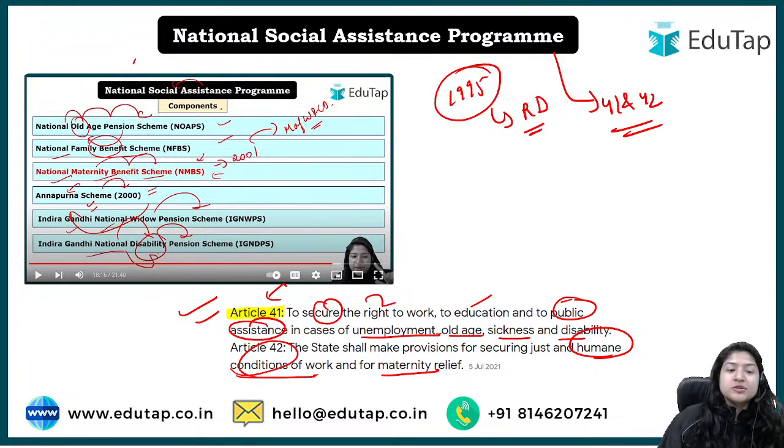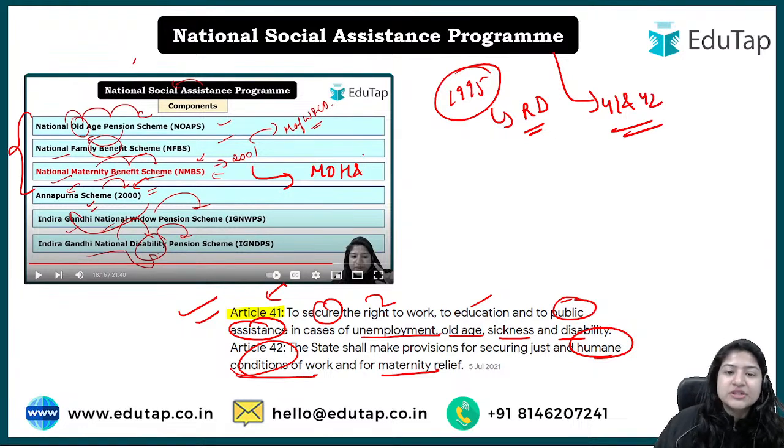There we studied that the National Social Assistance Program, when the scheme was launched in 1995, had only 3 components, right? Later on more were added, and Annapurna was the latest among them, added in 2000. ठीक है, but in 2000 what happened? The initial maternity benefit scheme was later switched to the Ministry of Health and Family Welfare.